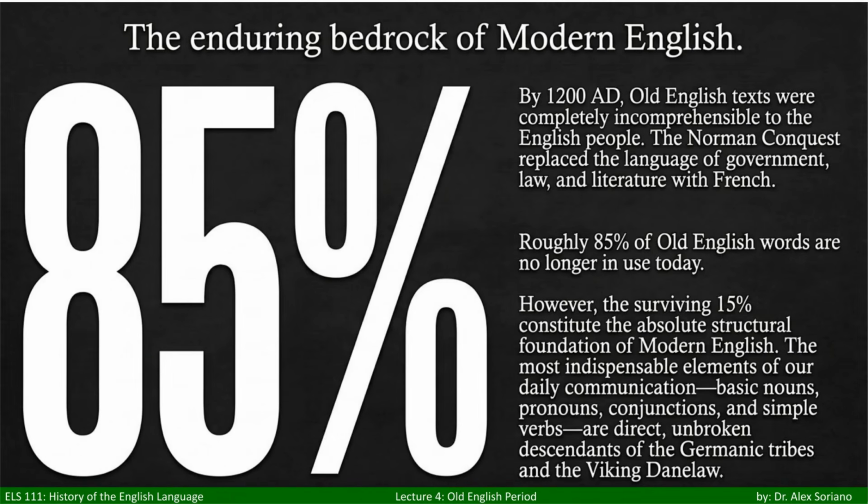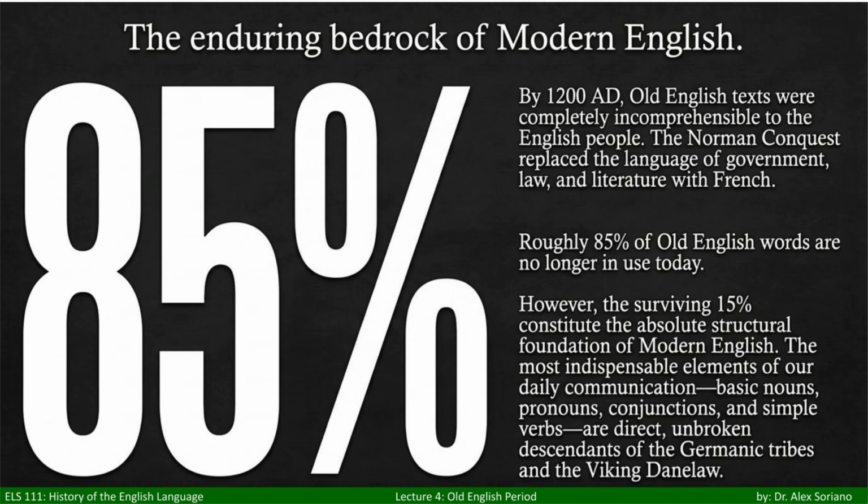We've reached our final slide, and it's the one that ties everything from today back together. By 1200 AD, Old English texts had become completely incomprehensible to ordinary English people. Remember, the Norman conquest of 1066 replaced the language of government, law, and literature with French, and within just a few generations, the older written language was effectively locked away from most readers. Here's the headline number. Roughly 85% of Old English words are no longer in use today. That's a striking amount of vocabulary loss.